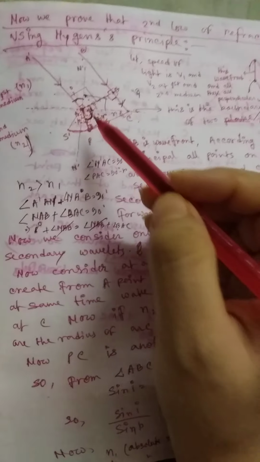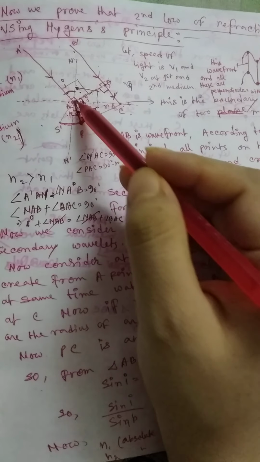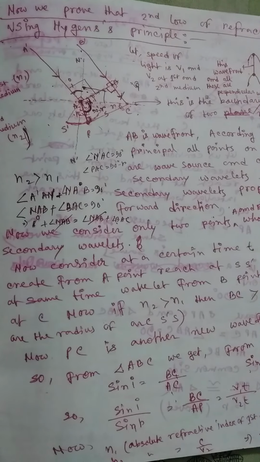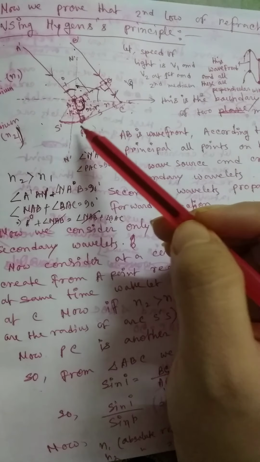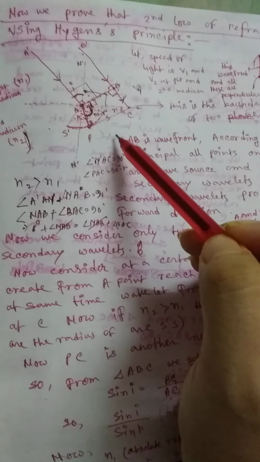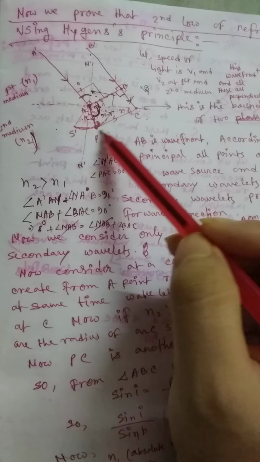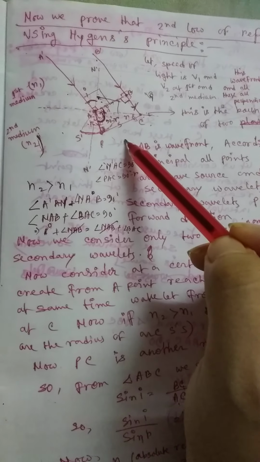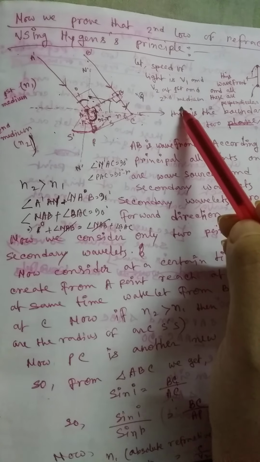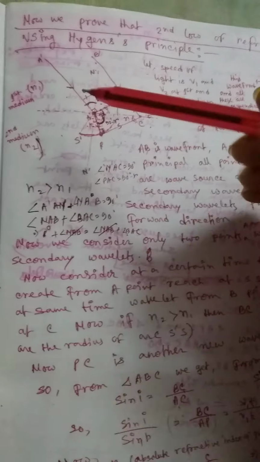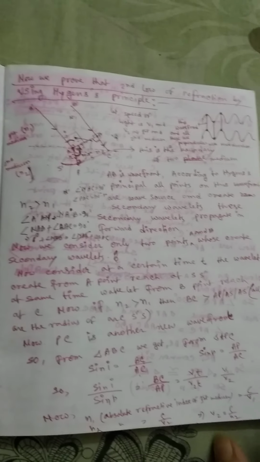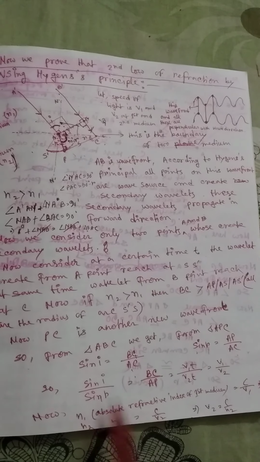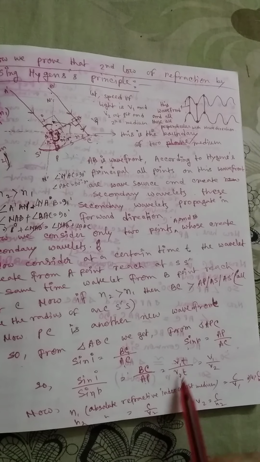Now AP equals to what? AP is the distance traveled by light which is generated from a point at time t, right? And here this AP is the distance traveled by light in the second medium, and we assume that the velocity of this light in the second medium is v2. That means AP equals v2 into t. So just look at here, sine i by sine r equals BC by AP. So v1t by v2t, that means v1 by v2.